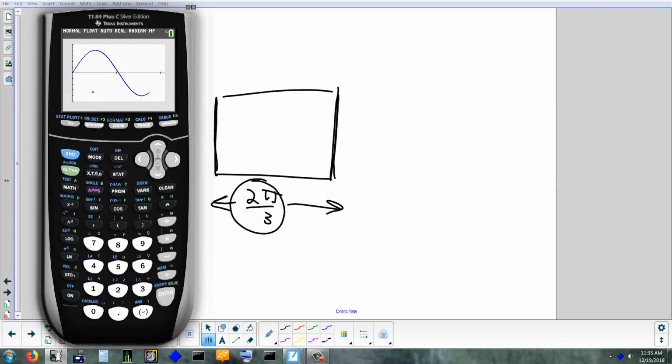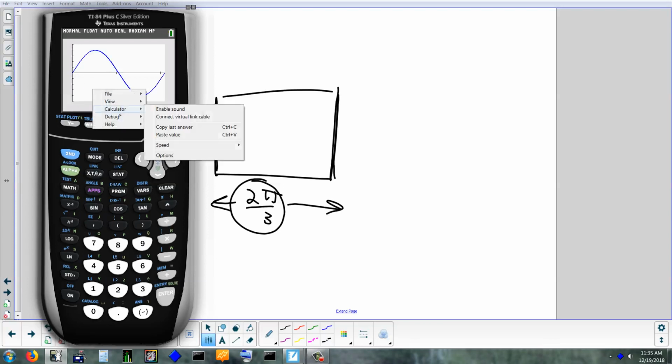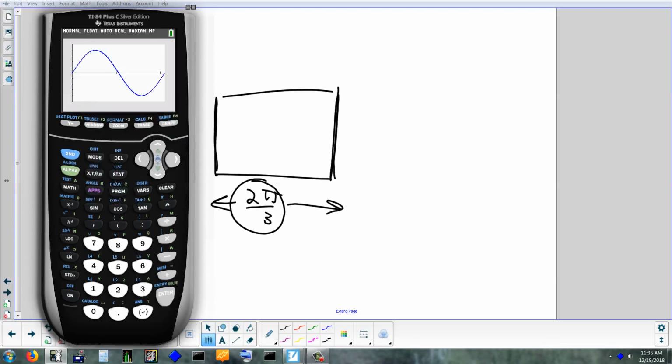Let me just speed it up a little. Now, what if they wanted to see a graph that was 2 cycles wide? If 1 period is 2 pi over 3, how big would 2 periods be? It would be 4 pi over 3. So now, create a window that's 4 pi over 3 units wide. There's a lot of ways to do it. 0 to 4 pi over 3 is the simplest way to do it.